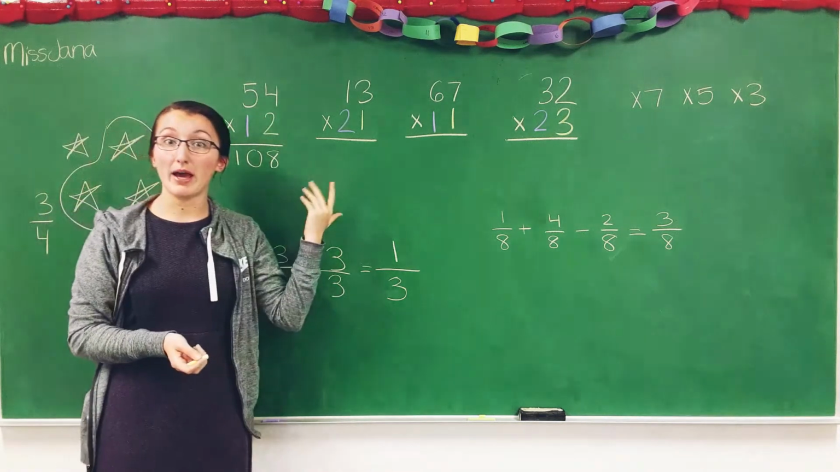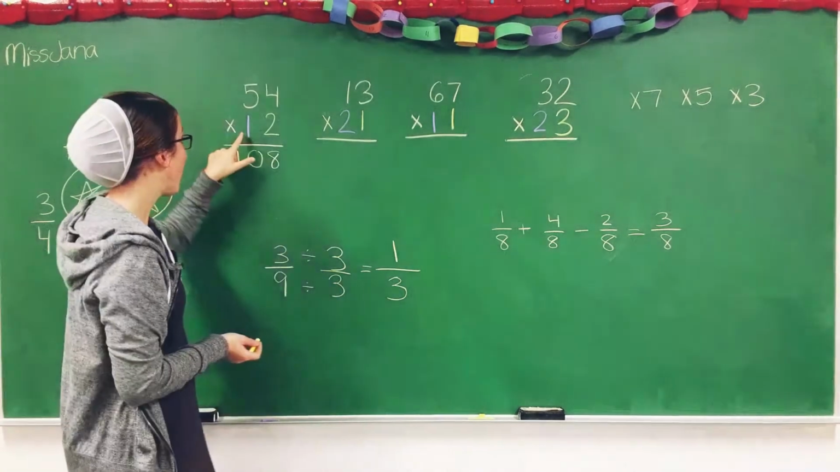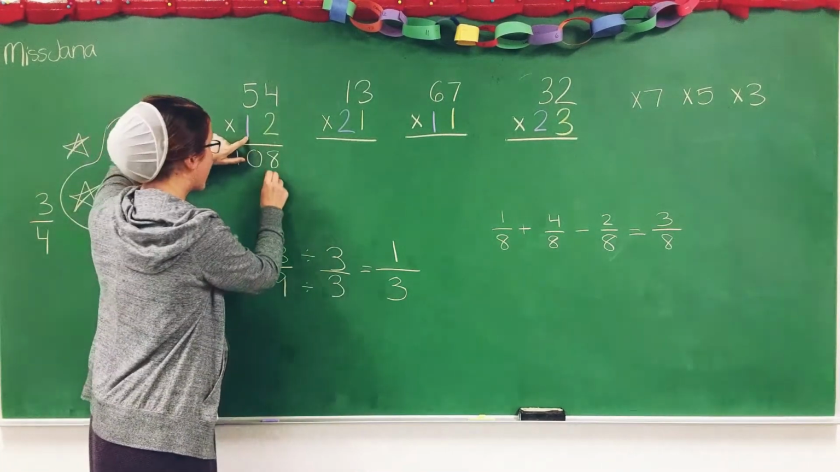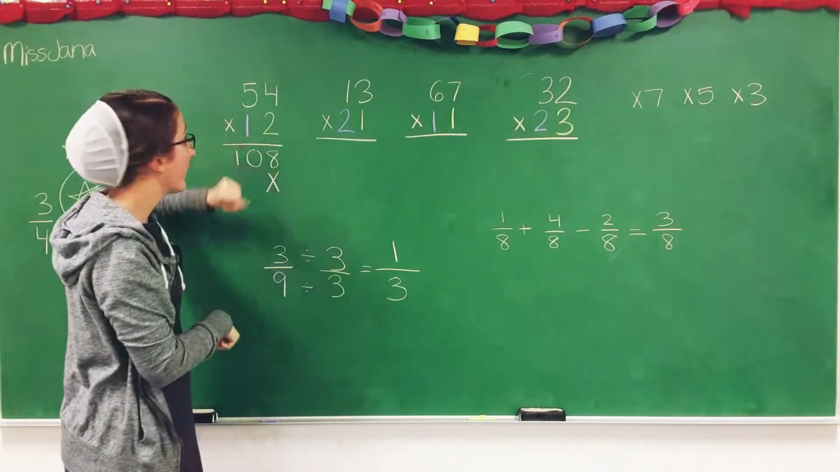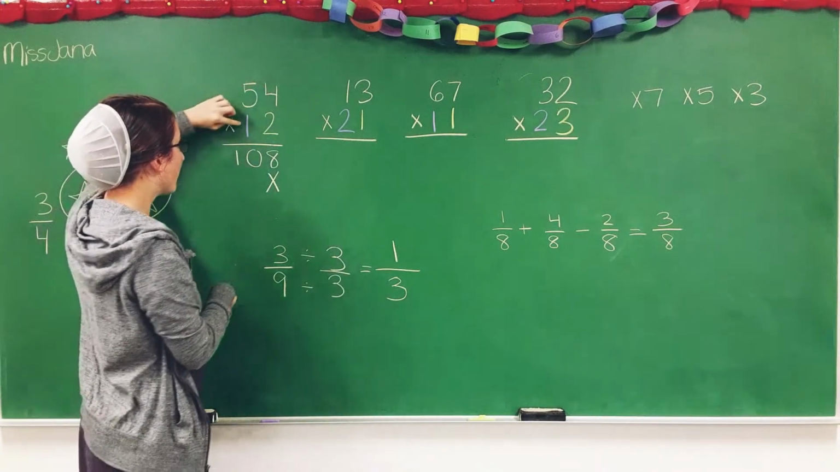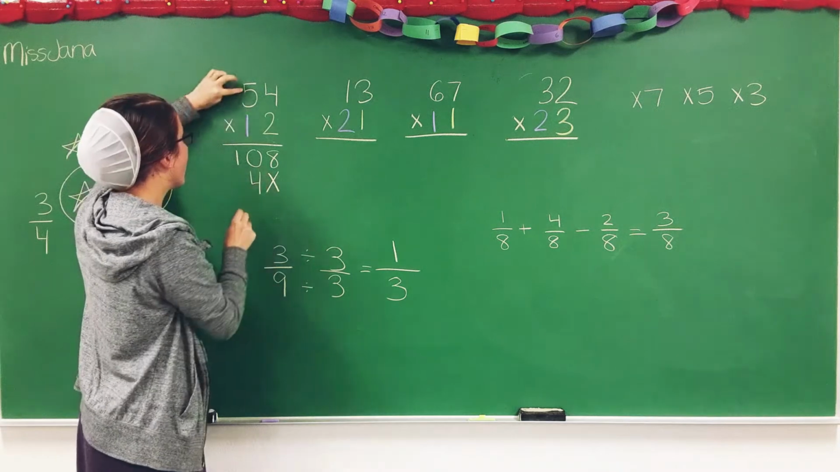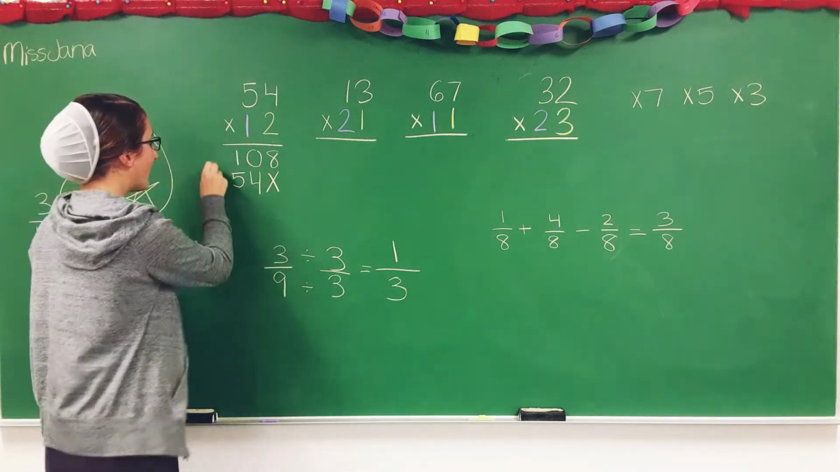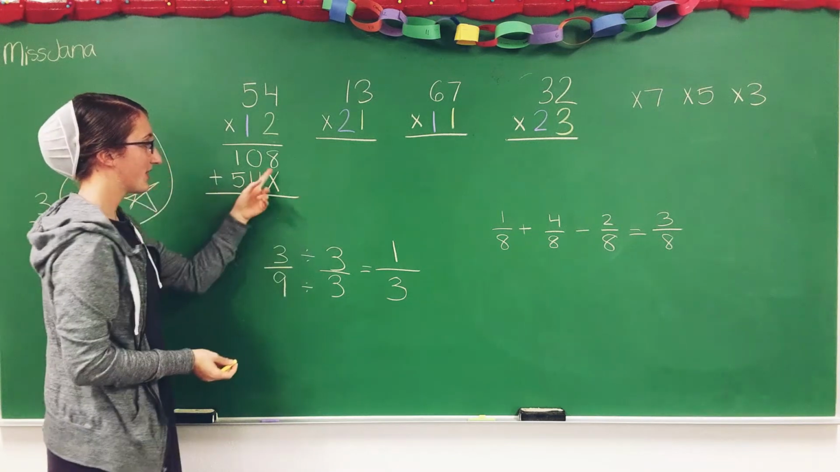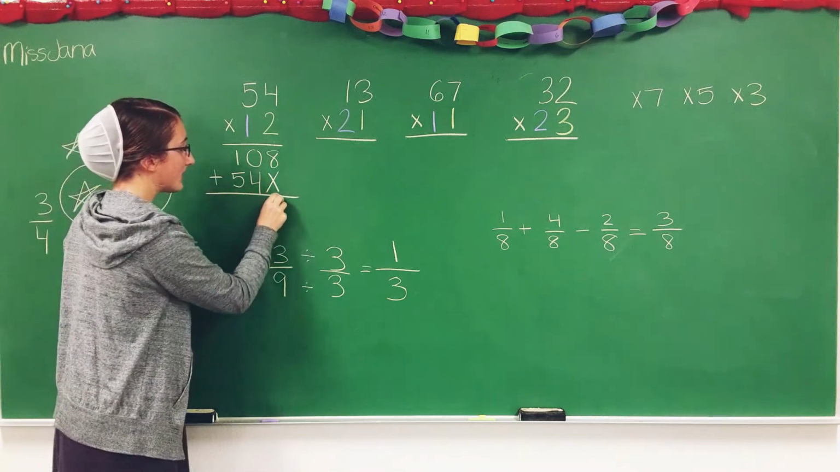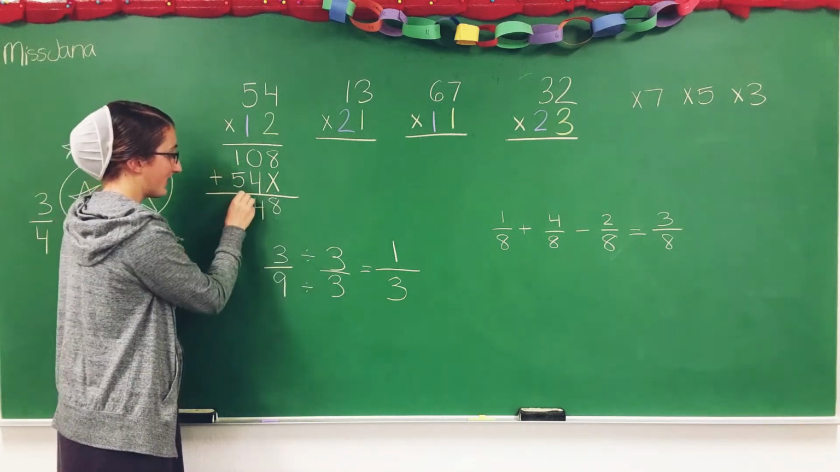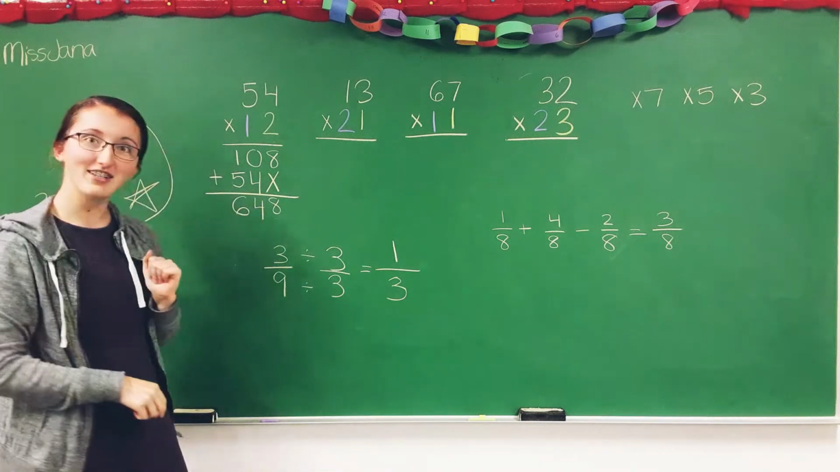Now the second step is to multiply by the tens place. Because we're not doing the ones place, we need to put an X underneath in the ones place and then keep going. So 4 times 1 is 4, and then 5 times 1 is 5. And then the last step is to add it together. So X is nothing, so we bring down the 8. 4 plus 0 is 4. 5 plus 1 is 6. And that is our answer.